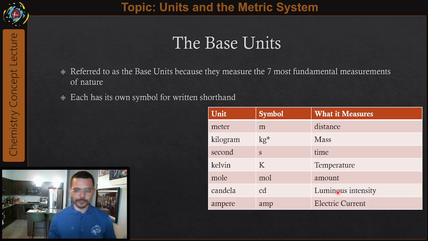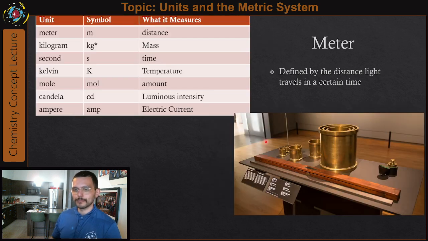And here they are. What you have here are the 7 units, which are meter, kilogram, second, Kelvin, mole, candela, and ampere. They all have symbols, so you have m, kg, s, capital K, mol, cd, A. And they measure all these things, which we will go into individually in detail. I want to point out that kilogram has an asterisk next to it, which we will get to when we cover kilograms. So to start, we'll look at meter.